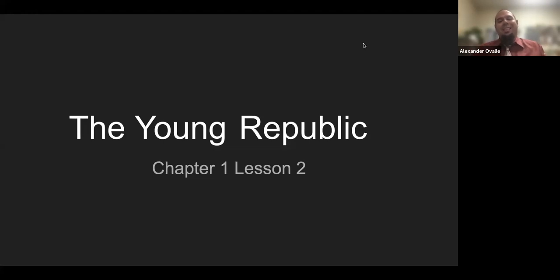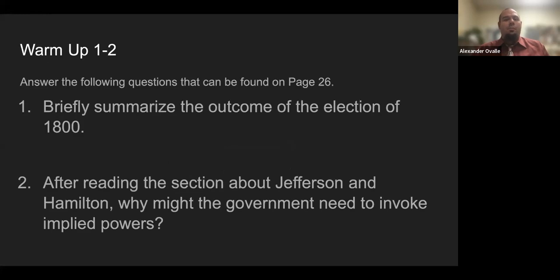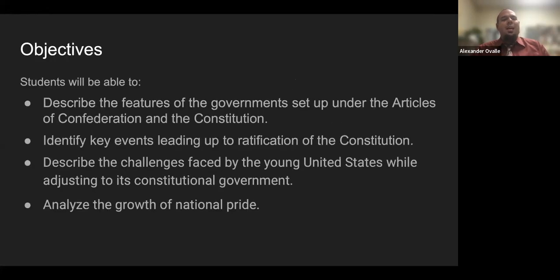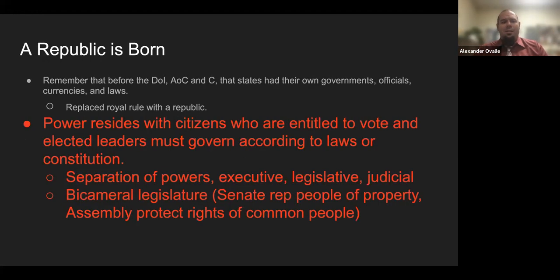The Young Republic, Chapter 1, Lesson 2. All right, that was your warm-up. Objectives: we're going to describe the features of the government set up under the Articles of Confederation and the Constitution, identify key events leading up to ratification of the Constitution, describe the challenges faced by the young United States while adjusting to the constitutional government, and analyze the growth of national pride.